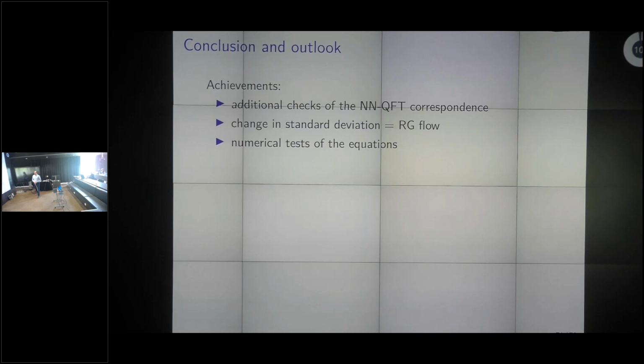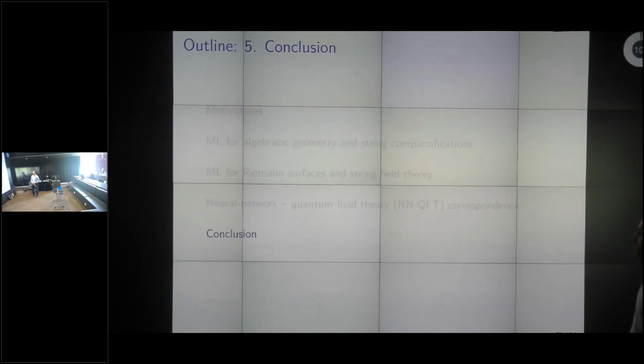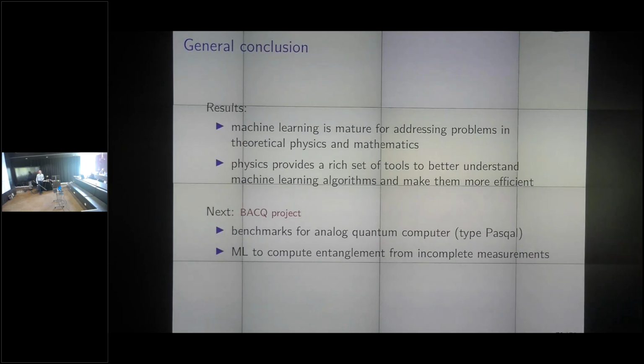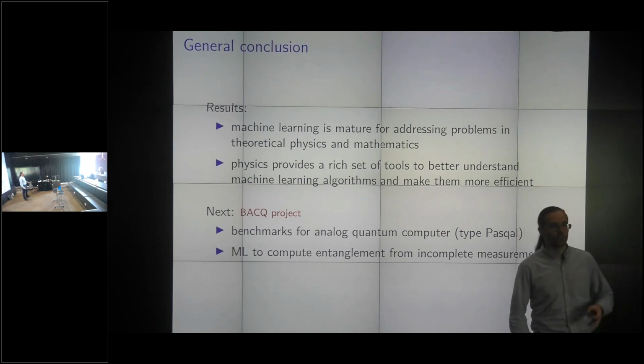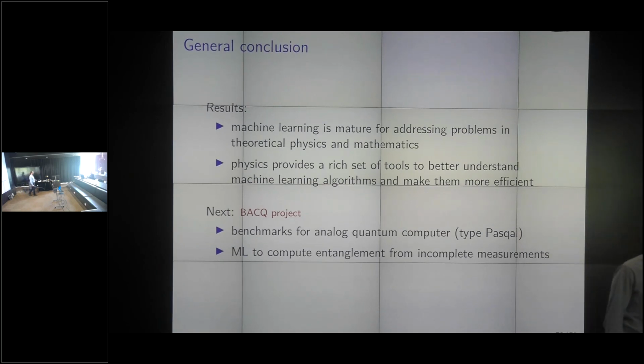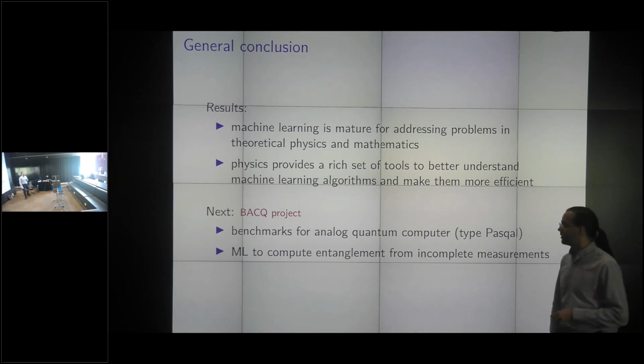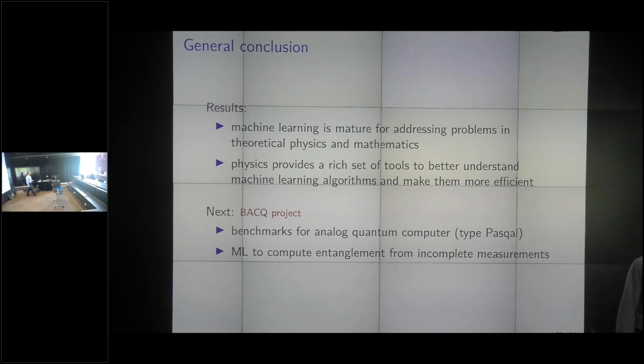Now, to conclude the talk, I presented a few results of machine learning for theoretical physics and math. It shows that it's a promising approach to address this kind of problem. I did not have too much time, but I also wanted to argue that physics can also provide tools to improve machine learning and neural networks. So it will be interesting to really work more on this aspect.